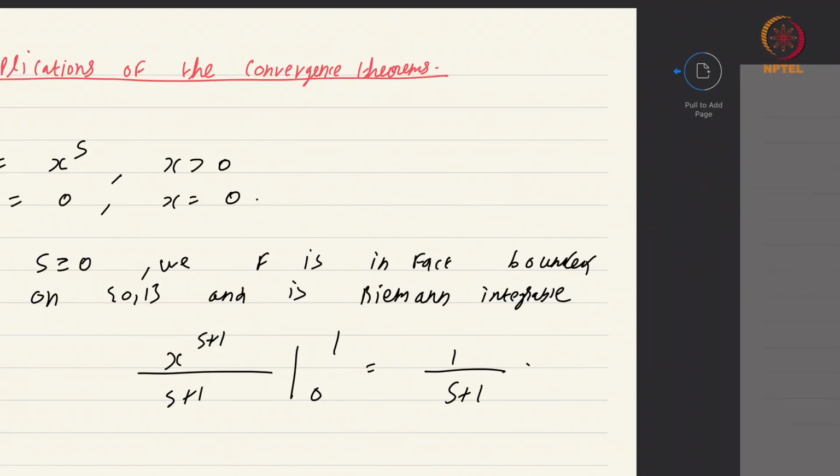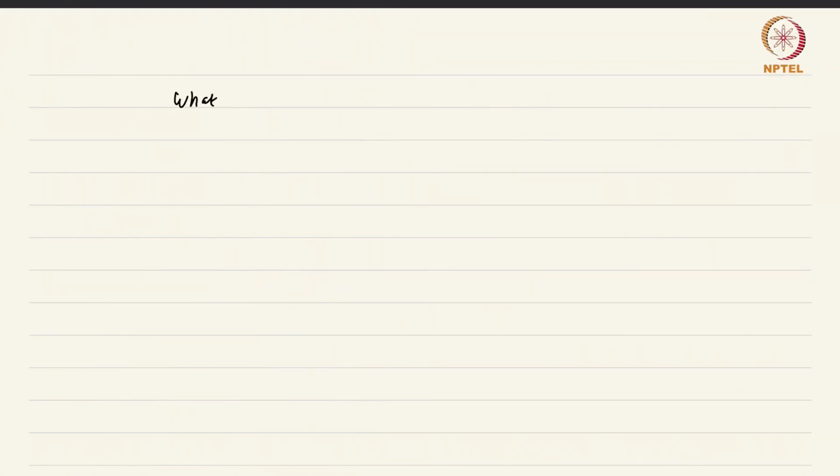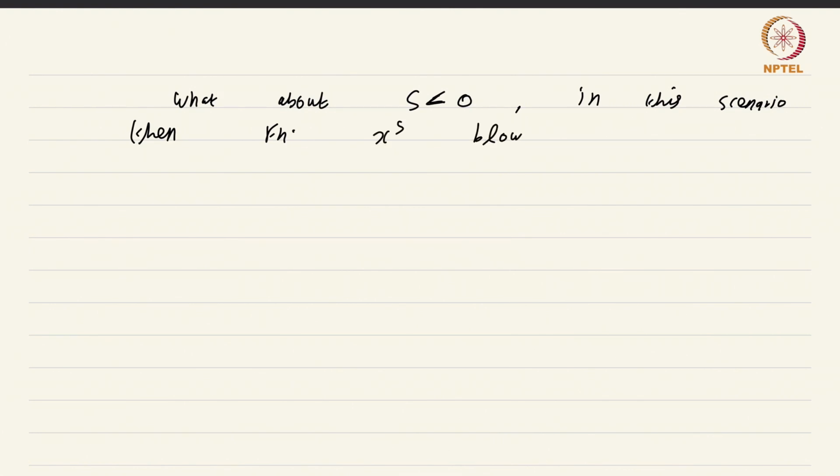Right? Now what about s less than 0? Well, in this scenario the function x^s blows up near 0. So the function cannot possibly be Riemann integrable.